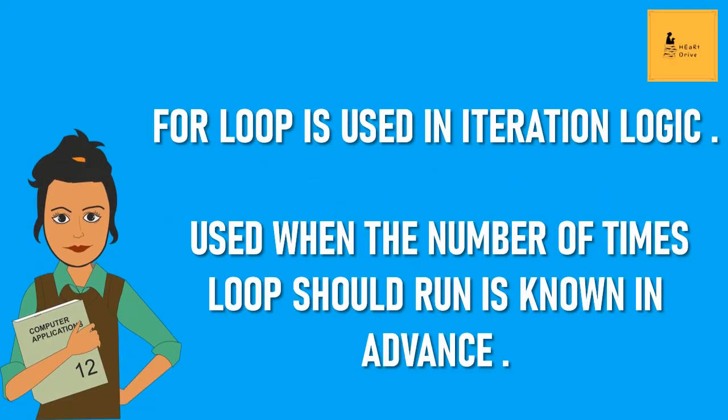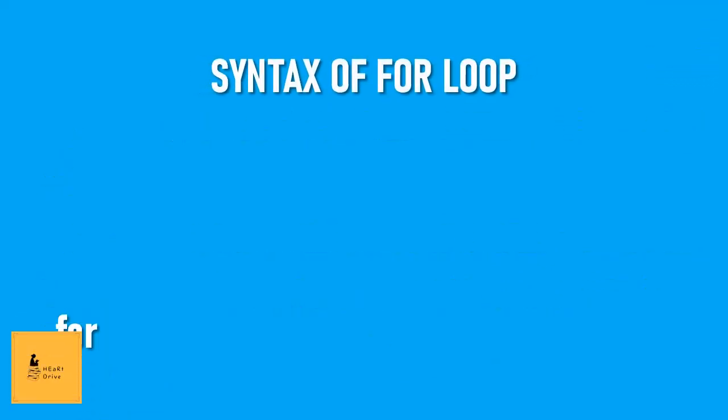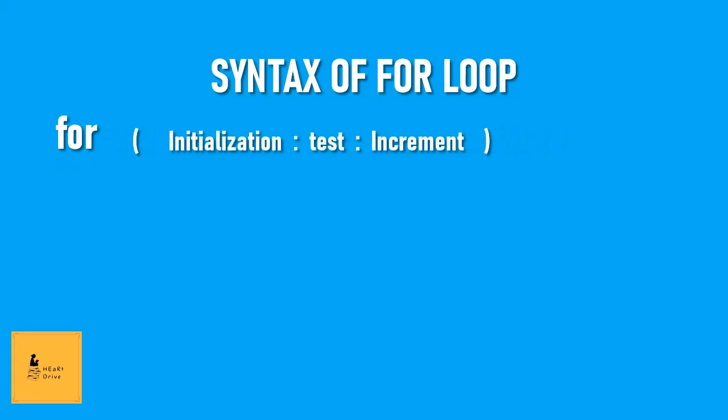Definition: for loops are used in iteration logics. It is used when the number of times the loop should run is known in advance. Syntax of for loop: for, initialization value, test condition, increment value. Following it comes the code to be executed.